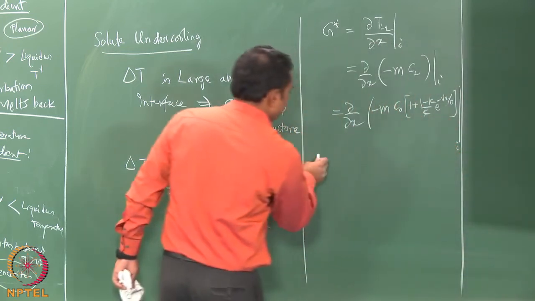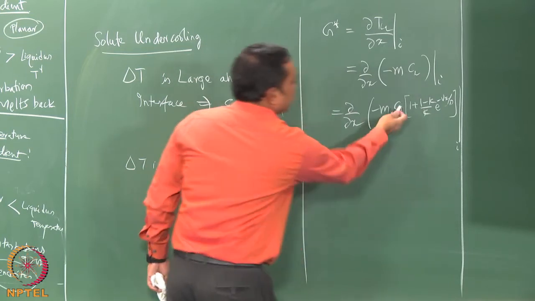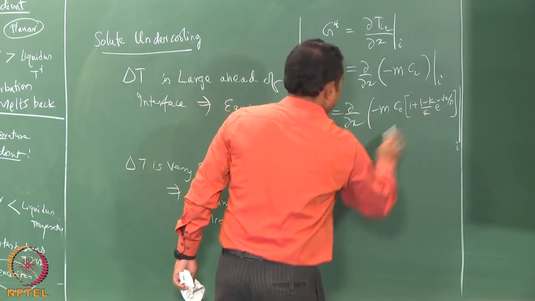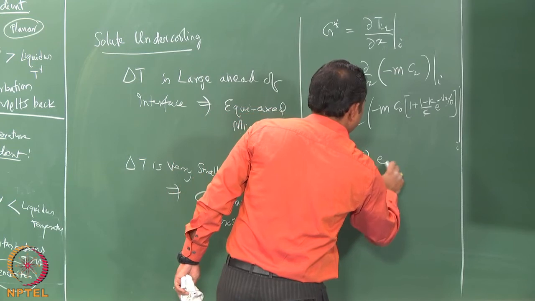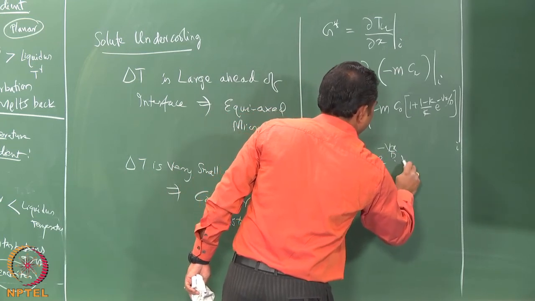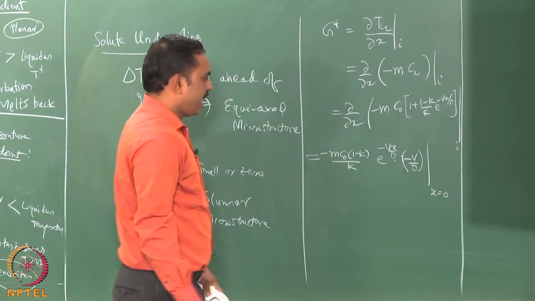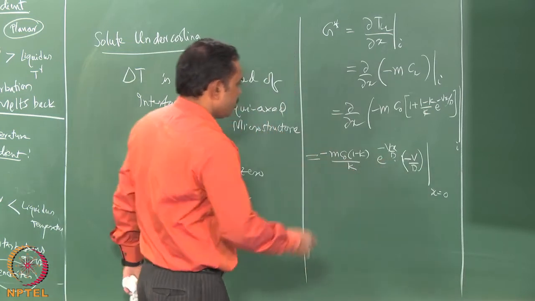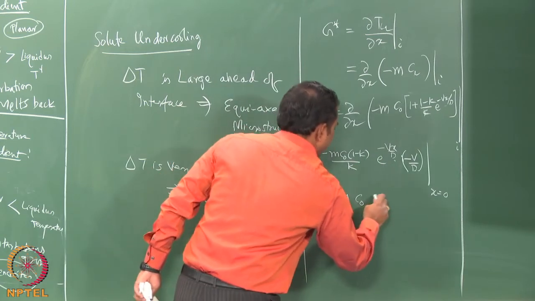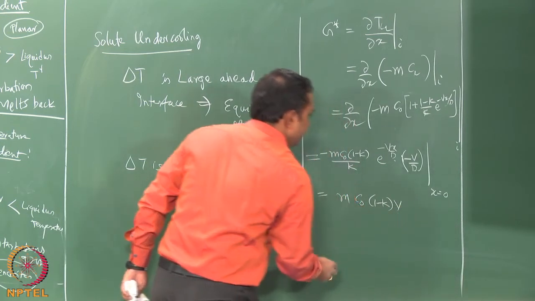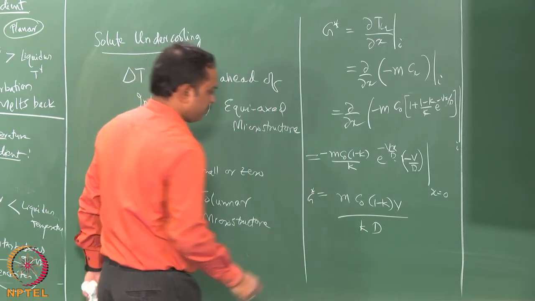So, you can then substitute that to see how it looks, then that would be minus m C naught, and the 1 is gone because you are differentiating. So, you have (1 minus k) by k coming in, and you would have e raised to the power of minus V x by D into minus V by D at x equal to 0. And you know that at x equal to 0, this function anyway goes to 1. So, minus and minus will get cancelled, and you would have a value like this: m C naught into (1 minus k) into V divided by k into D. This is the value of G star.